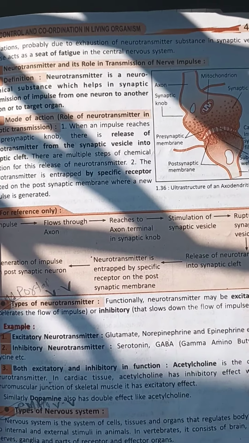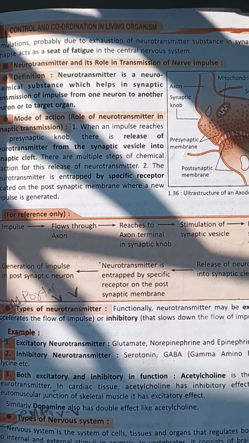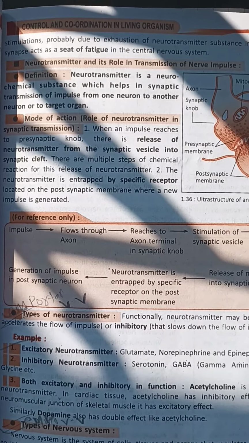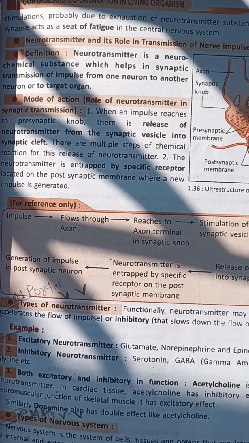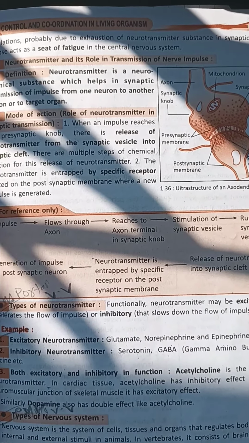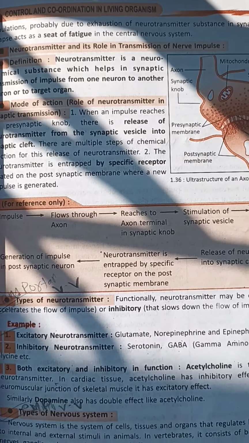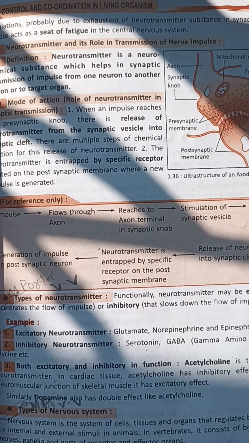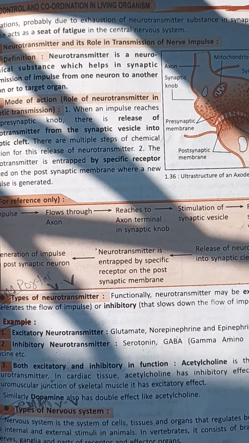So thank you class, you all have to go through it. We have completed the chapter of neural control and coordination. Okay, so in your exam you will have reflex arc, structure of a neuron, parts of a neuron, neurotransmitter. Okay, and so thank you class.